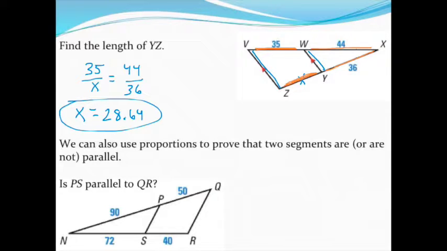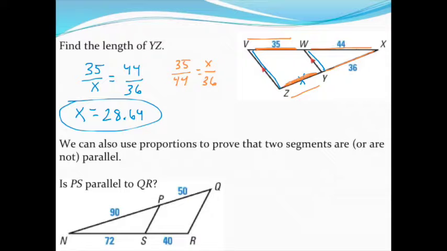Now, like I said, there are other proportions that could work as well. For example, if I tried to do 35, which is a partial side, over 44, which is a full side, I just have to make sure the other side matches up. So 35 was a partial side, that matches up to X on the other side, and then over 36. So a completely different proportion, but one that would also get you the same exact answer.